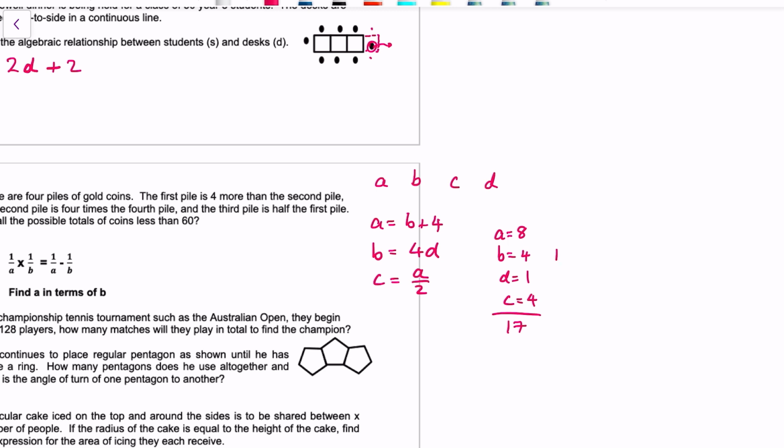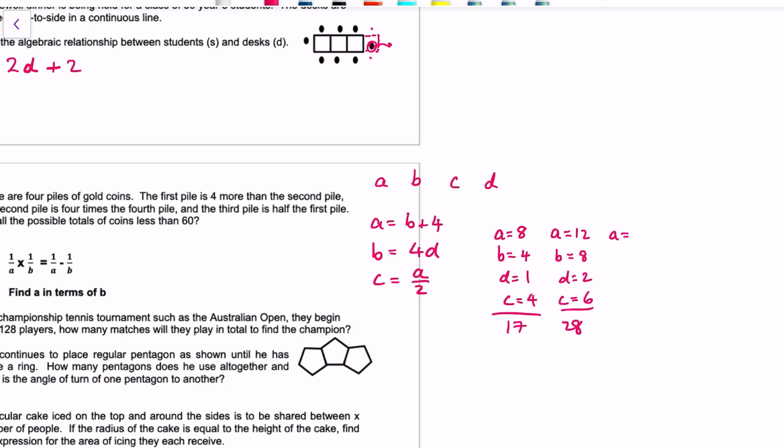So the next possible total for B would be 8, and that's going to make D is equal to 2, and it's going to make A is equal to 12, and it's going to make C is equal to 6. So that's a possible total, 20, 22, 28. And we go to the next one by making A go up by another 4.